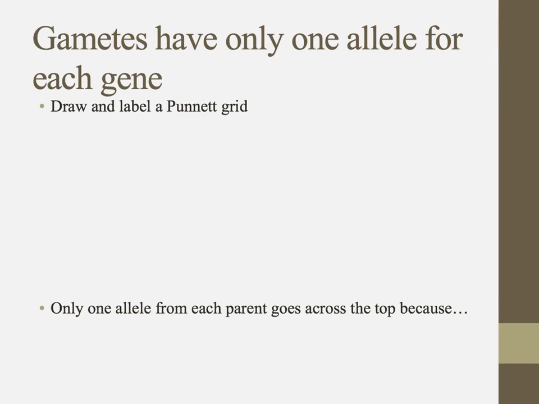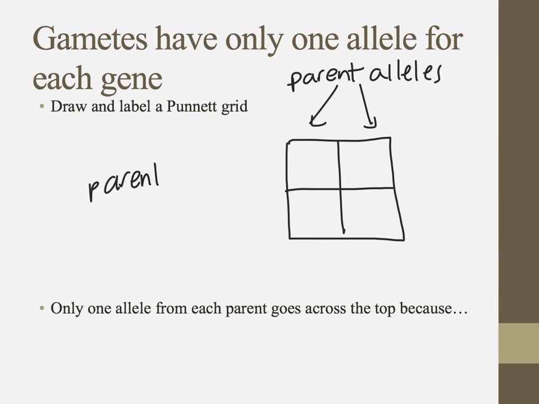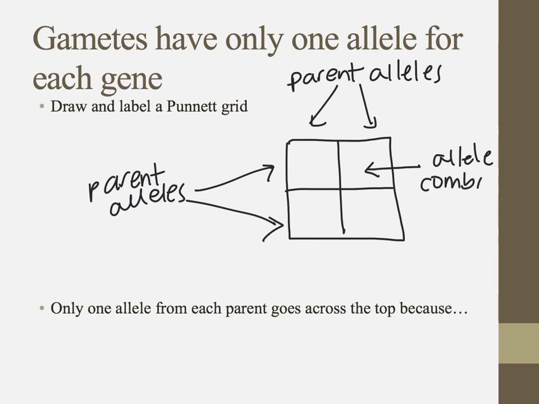All right, so most of you have seen Punnett grids before. Punnett grids for a monohybrid cross, crossing one gene or just looking at one gene at a time, look like this. Up at the top here, we're going to put parent alleles. Across the other side here are going to go the other parent alleles. And in the middle, in these boxes, are going to be the allele combinations of the offspring.